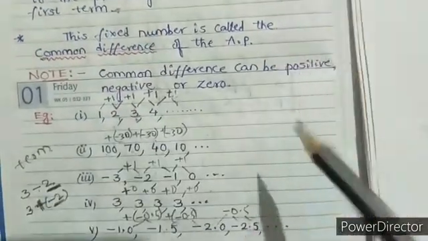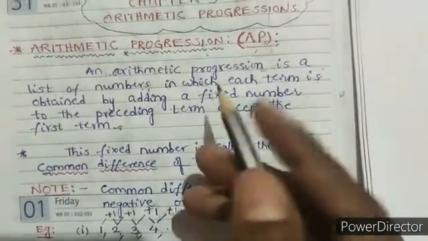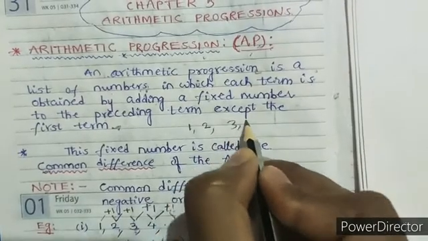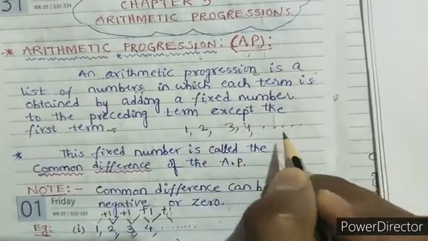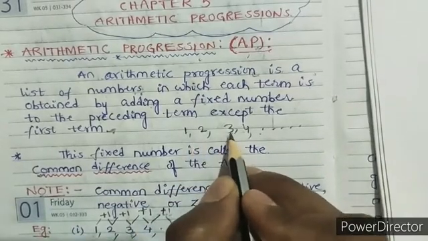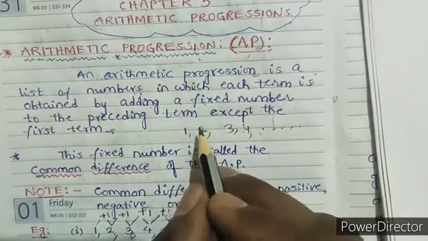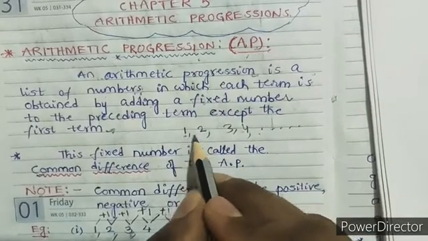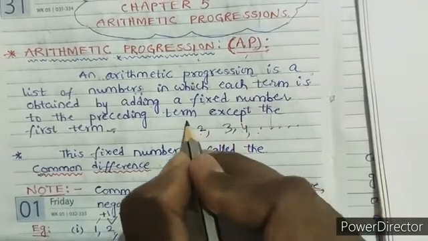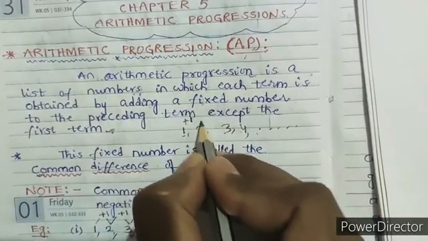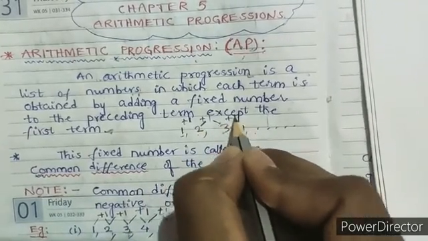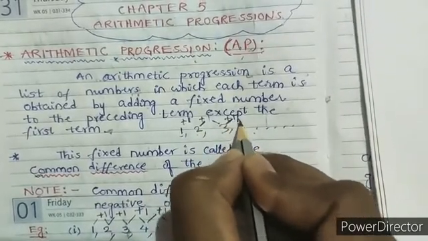You observe here. Let me write here only. For example, 1, 2, 3, 4 and so on. So this is an arithmetic progression. It is a list of numbers. In this list, what is happening? We are getting each term. This is the first term, second term, third term, fourth term. Each term we are getting by adding a fixed number. Here the fixed number is 1. By adding 1 to the preceding number 2, we are getting 3. By adding 1 to the preceding number 3, we are getting 4.